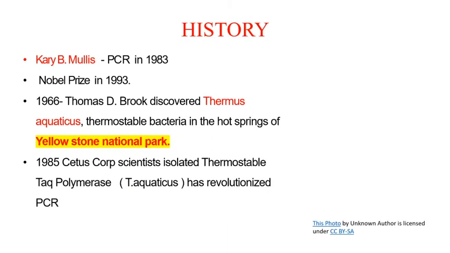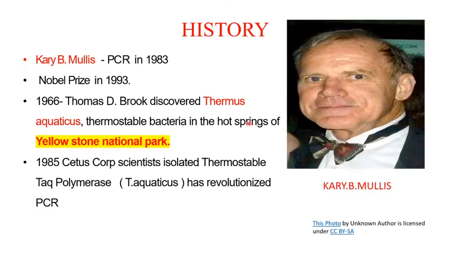Students, let us learn about the scientists who are involved in this PCR discovery. Cary B. Mullis invented PCR technique in 1983 while he was working in Cetus Corporation in California. Cary B. Mullis received Nobel Prize for this invention in chemistry in 1993. For PCR requirement, heat stable DNA polymerase is a very important enzyme.